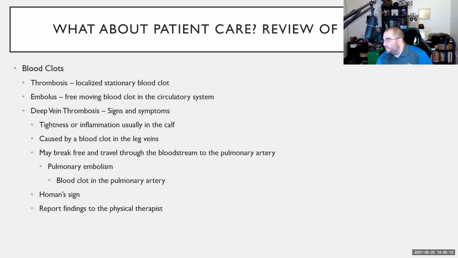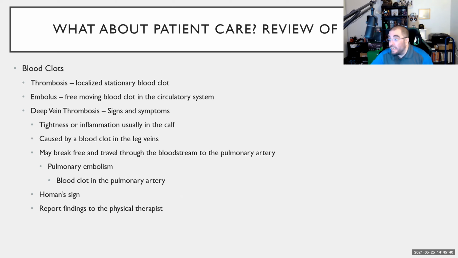So know the difference between a blood clot, a thrombosis or a thrombus, and an embolus. A thrombus is something that's stuck somewhere, right? Where's the common place that patients get blood clots that get stuck? Like calf region? Calf region, good, right? What's that called? DVT. DVT, deep vein thrombosis, good.